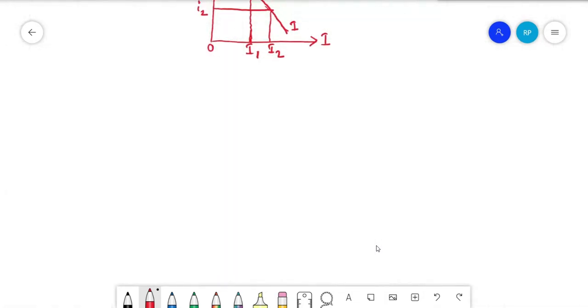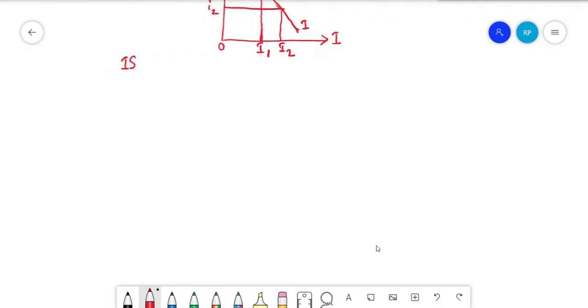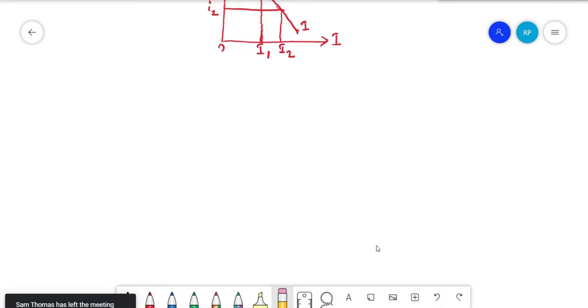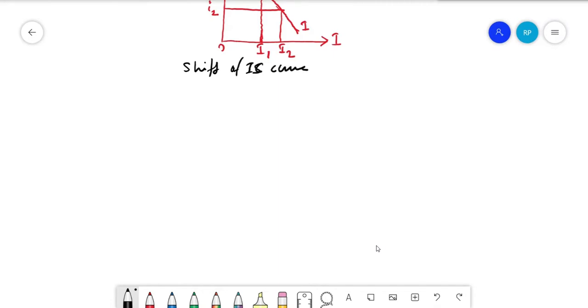Okay. So today we are establishing the relationship between the IS curve and fiscal policy. First you take the shift of the IS curve, then we will go to fiscal policy. We have seen the movement along the IS curve, and now you can take the shift of the IS curve.